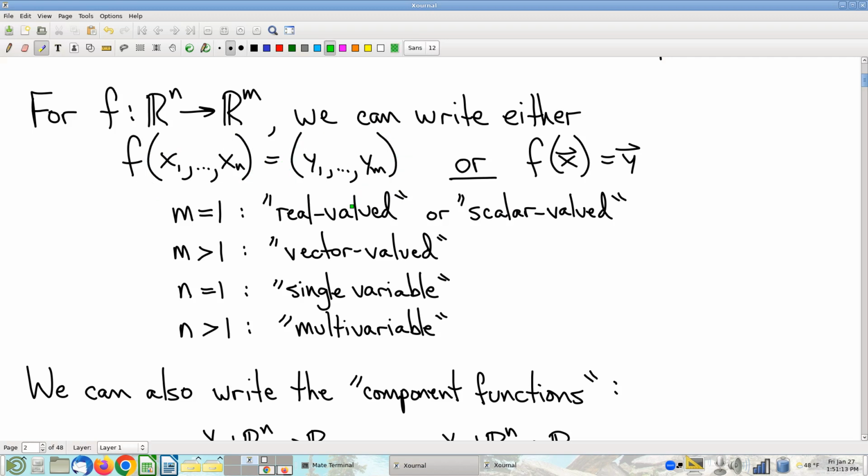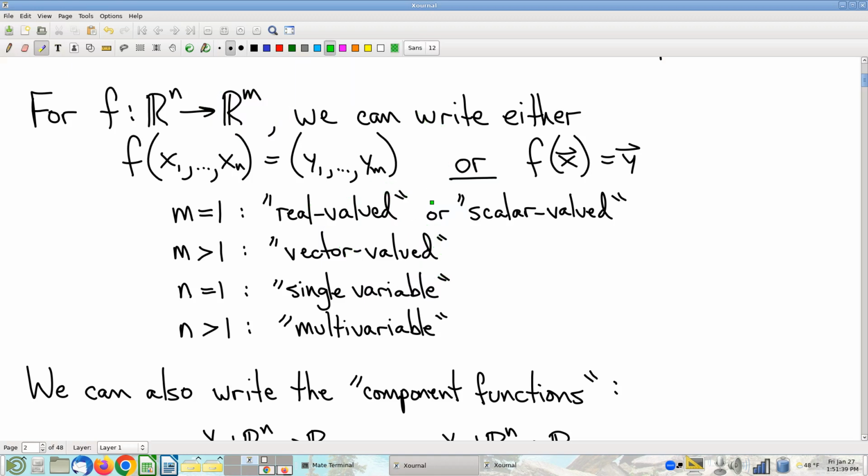When you're talking about a function being real valued or vector valued, valued is a reference to how many output variables there are. And so if your target is R1, those are real numbers, and so that's a real valued function. If your target is Rm, where m is greater than 1, then those are vectors. That means you have a vector valued function.